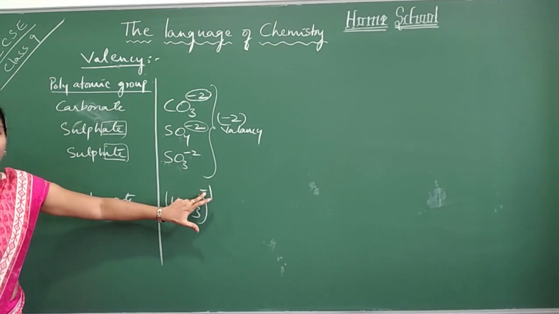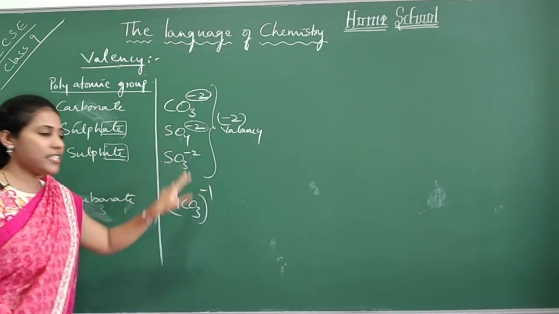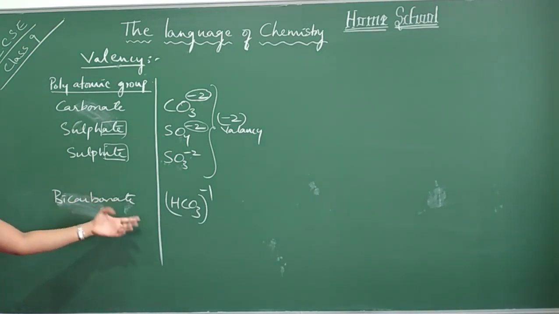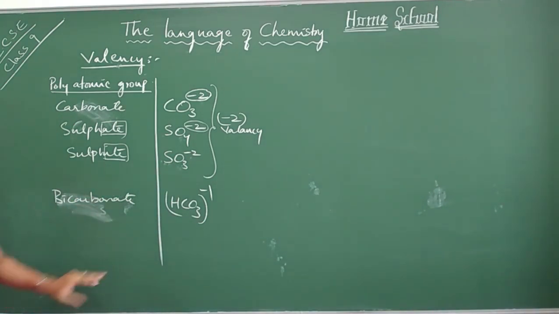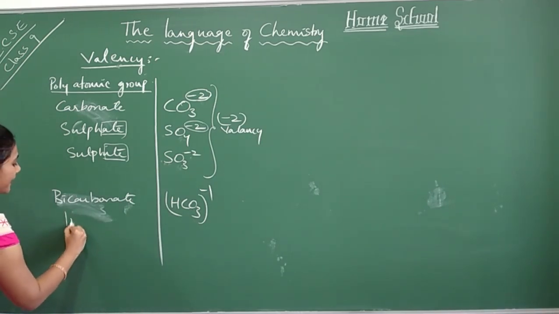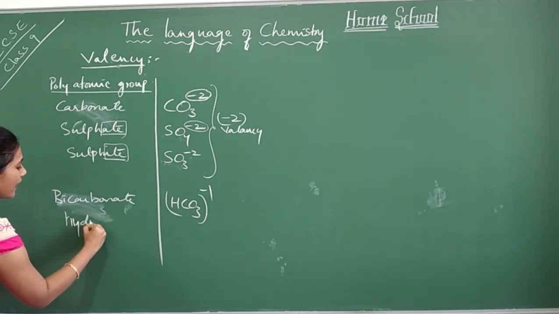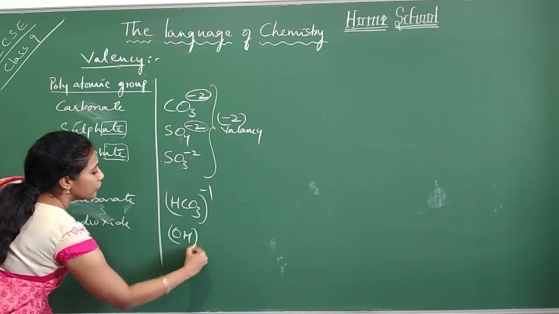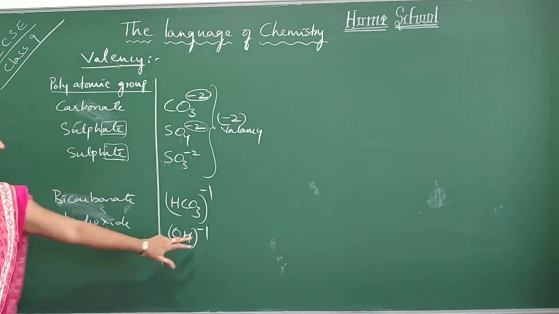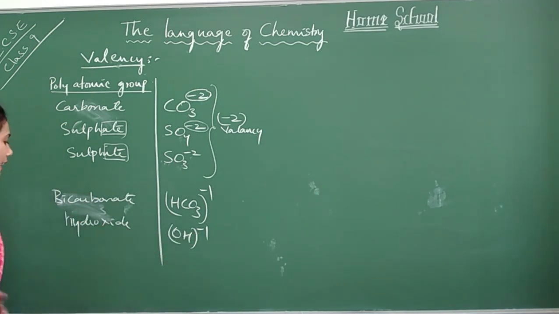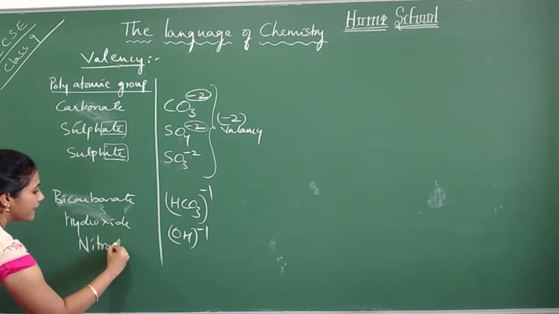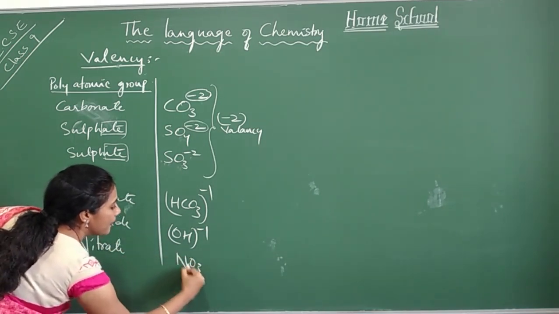Anything which is represented with a charge is called a radical, no? So in other words, we can also say bicarbonate radical. It has a valency of minus 1. And the hydroxide radical, that means OH, also has a charge of minus 1. And nitrate, NO3 minus 1.